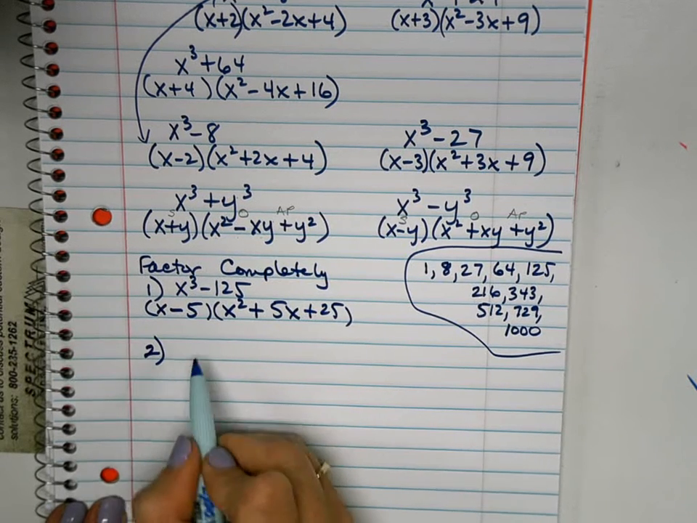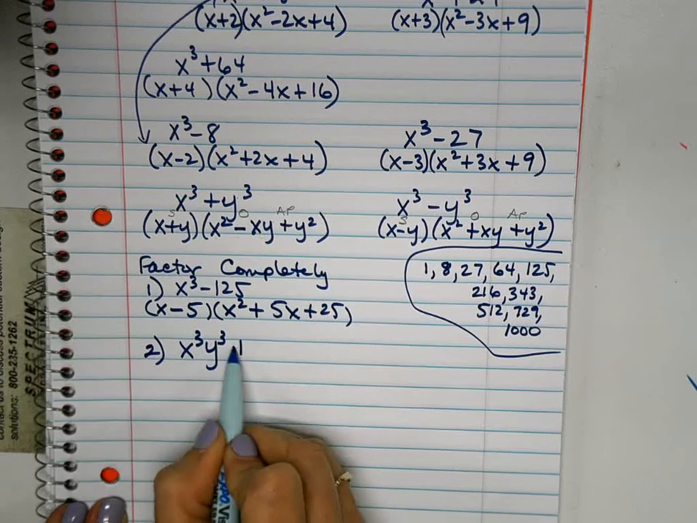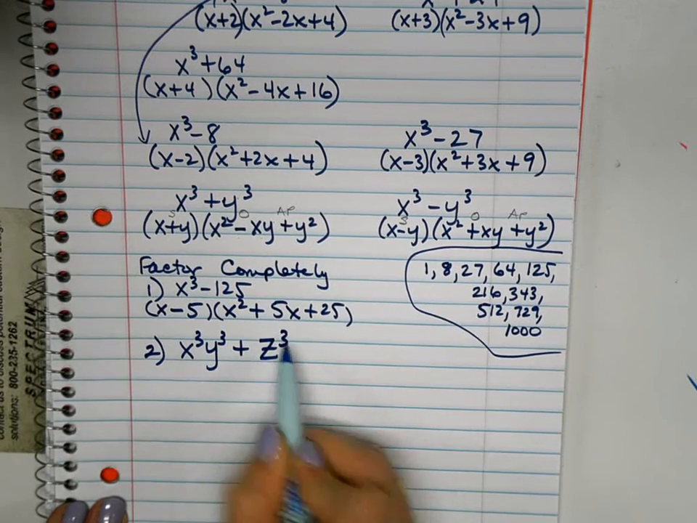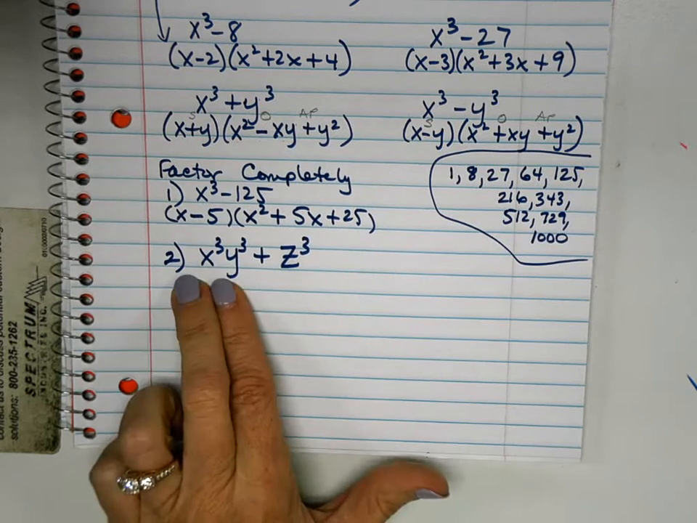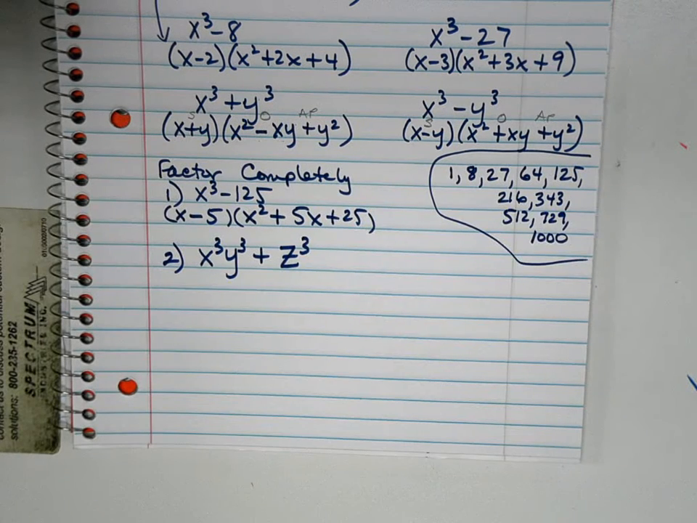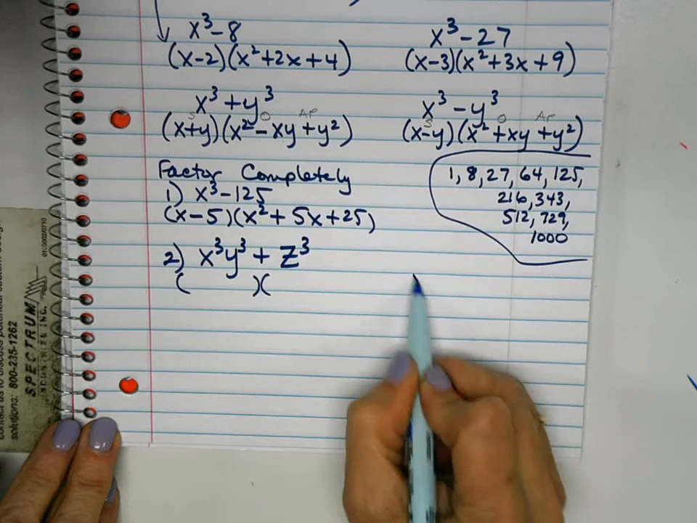Okay, let's try this one. X cubed y cubed plus z cubed. So this is how you're going to recognize this. You're going to look at, oh, that's the sum of two cubes. This is a perfect cube, and this is a perfect cube. Okay? SOAP. SOAP is a binomial and a trinomial.